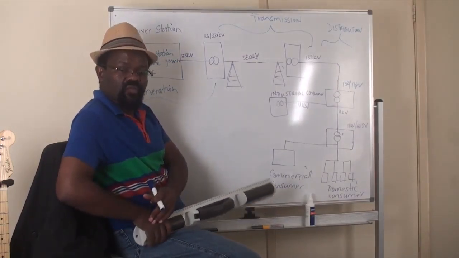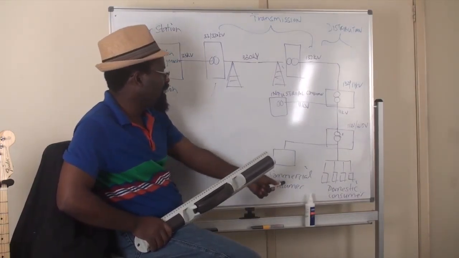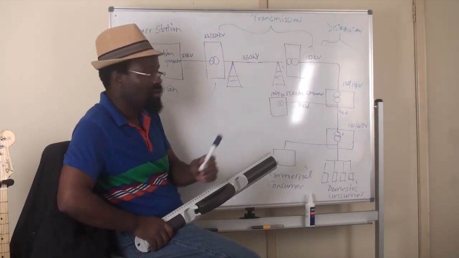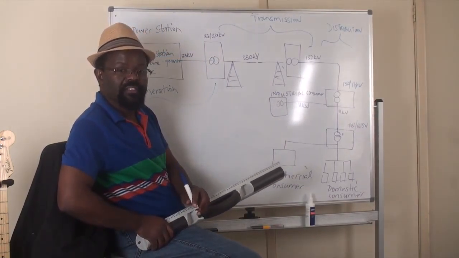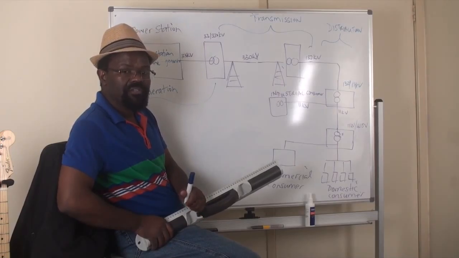So that's what we have. We have distribution, and these are customers or consumers of the power. So those are the stages through which power goes.